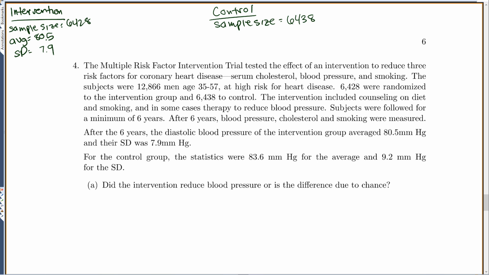For the control group, our statistics, now we haven't talked about this in a long time. A statistic is just something you measure about your sample data. So it's 83.6 for the average. So my average equals 83.6, and the SD equals 9.2. Did the intervention reduce blood pressure, or is our difference that we saw in our sample just due to chance error?